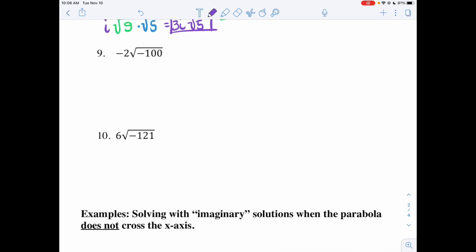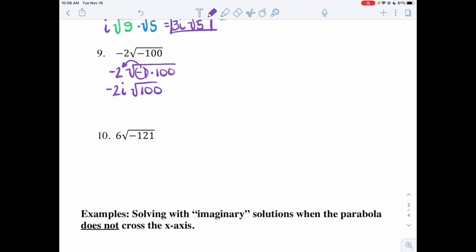Let's look at number 9. Number 9 says -2 times the square root of -100. So again, we can rewrite under the radical -1 times 100, and this -1 is going to come out to the front. So I'm going to have an i instead of that square root of -1. So that gives me a -2i, and then times the square root of 100.